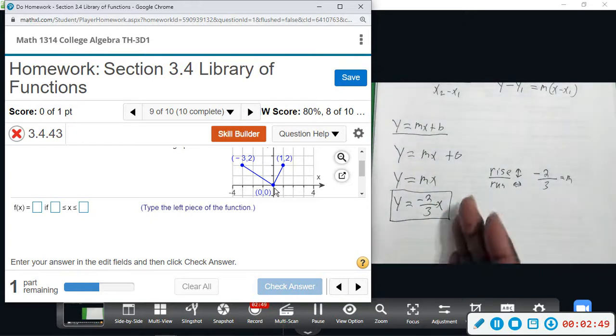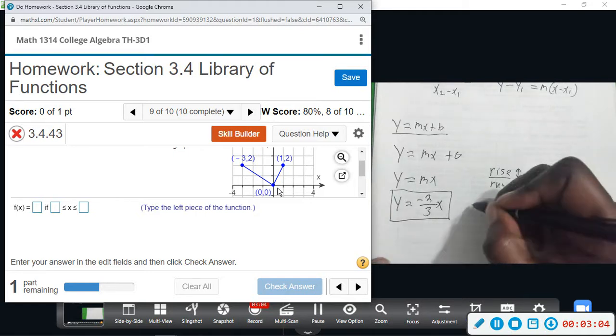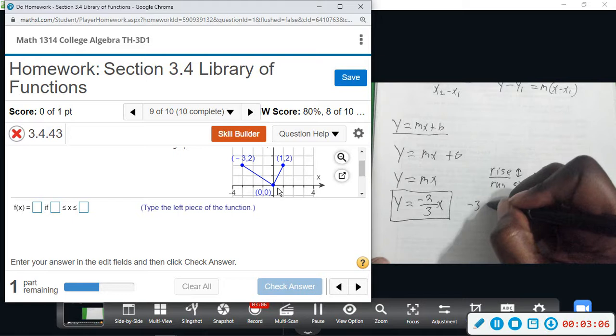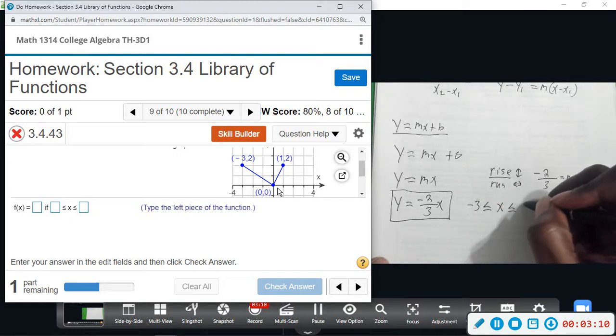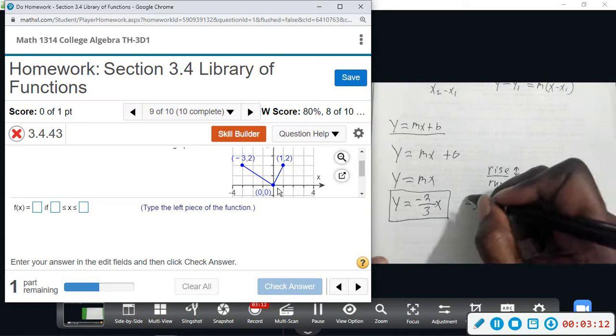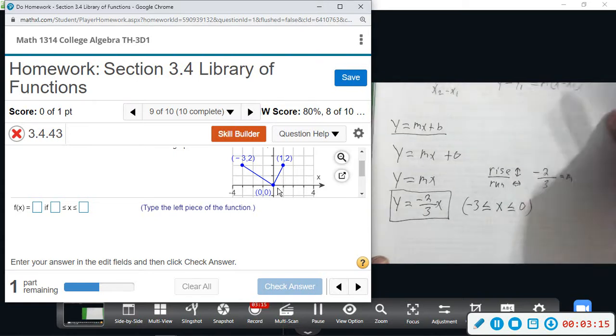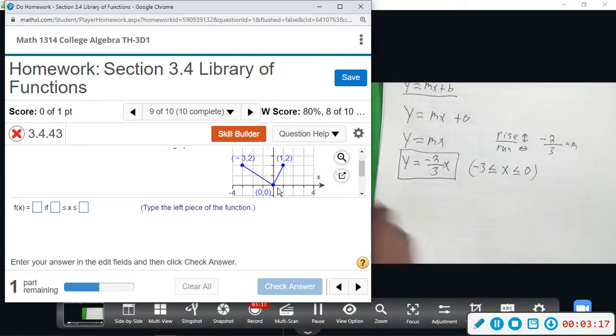Now, what are its limitations? Where is this function defined? Because it does not span the whole line. Well, in the x direction, the furthest it goes is -3, and it goes all the way over to 0. So its restrictions are -3 less than or equal to x less than or equal to 0. So these are its restrictions. That's the first part. We're going to do the same thing for the second part and then plug it in.